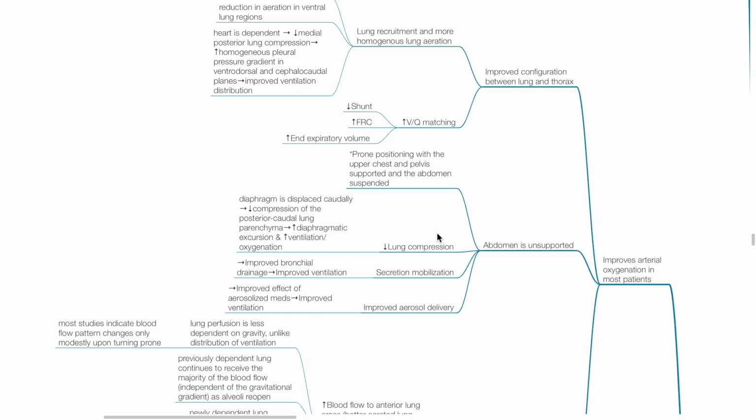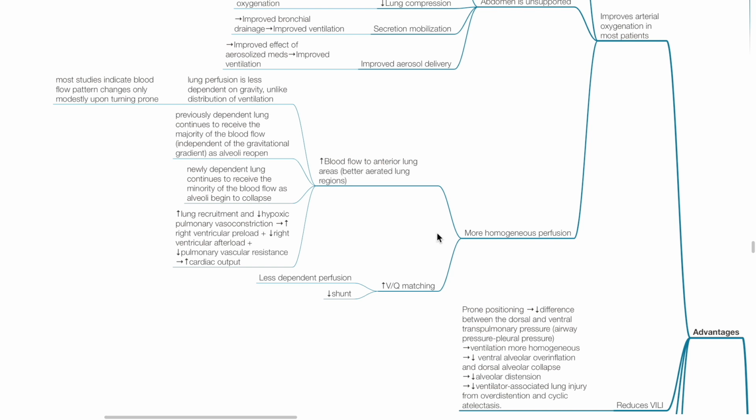The abdomen is unsupported when the upper chest and pelvis are supported and the abdomen is suspended. This results in reduced lung compression. The diaphragm becomes displaced caudally. There is reduced compression of the posterior caudal lung parenchyma, and this results in increased diaphragmatic excursion and increased ventilation and oxygenation. When the abdomen is unsupported, there is secretion mobilization. This results in improved bronchial drainage and improved ventilation. There is improved aerosol delivery when the abdomen is unsupported, resulting in improved effect of aerosolized medications and improved ventilation.